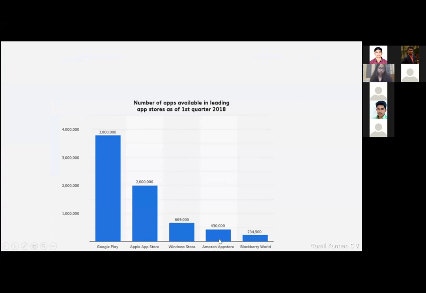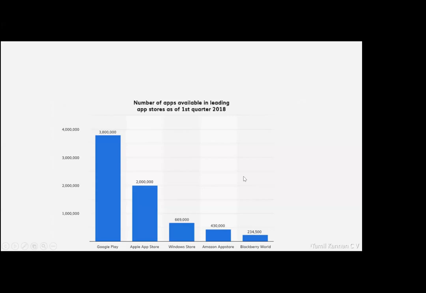So Windows Store, Amazon App Store, as of 2018 views, we have 430,000 apps being published in the Amazon App Store. So it might have increased in 2021, and it will keep increasing. It is increasing. It's a booming Play Store, right?